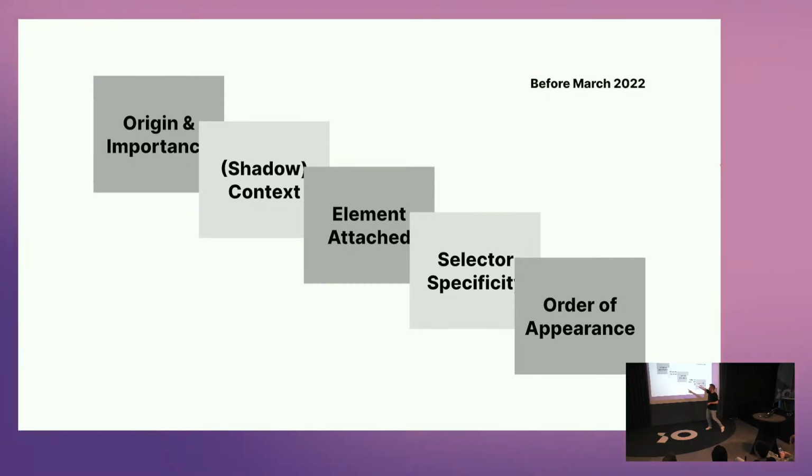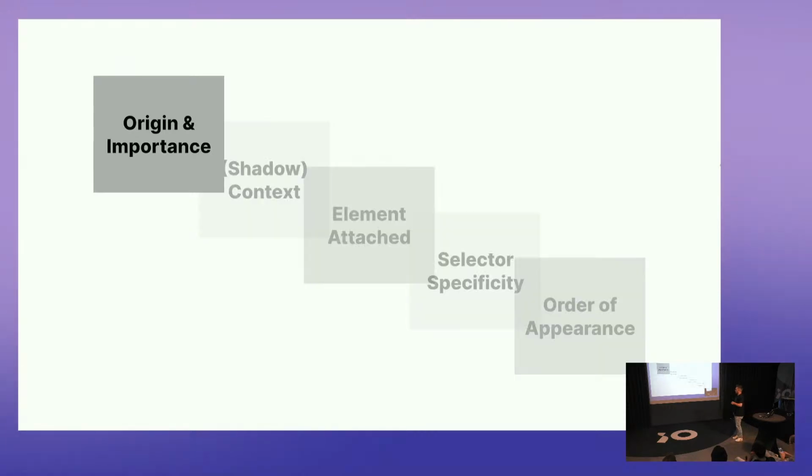So before March 2022, this was the cascade. And see, it resembles, well, I have a laser here, so it resembles a cascade. And our browser, when it selects CSS properties for an element, it will go through this cascade. And if it doesn't find something in this dimension, it will check the next one, the next one, and the next one. So let's go through each step.